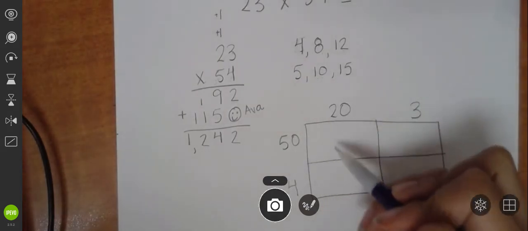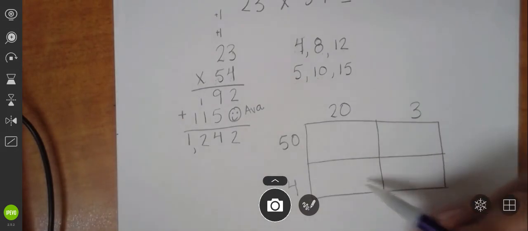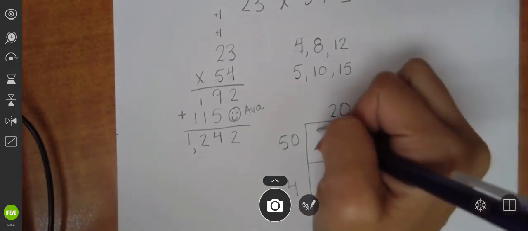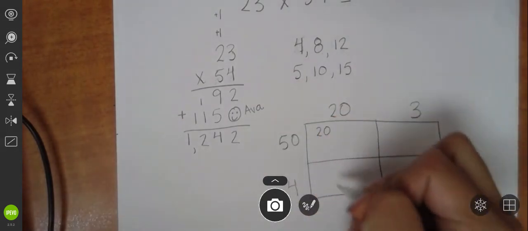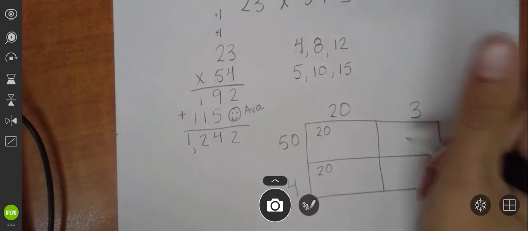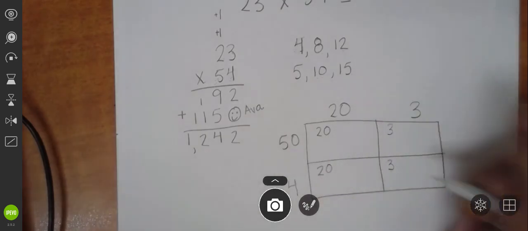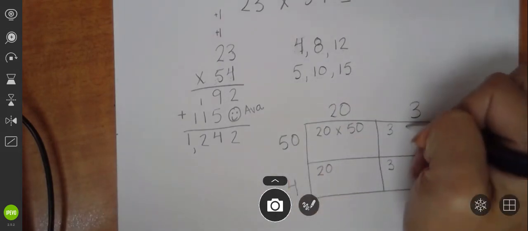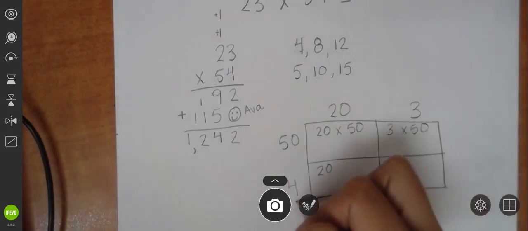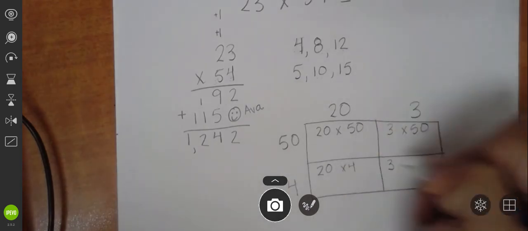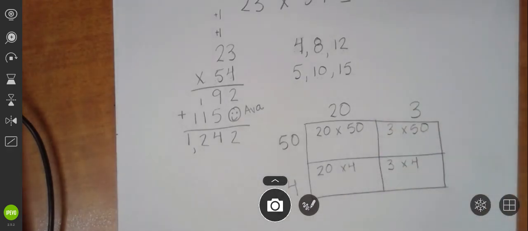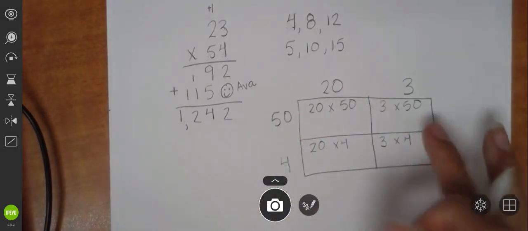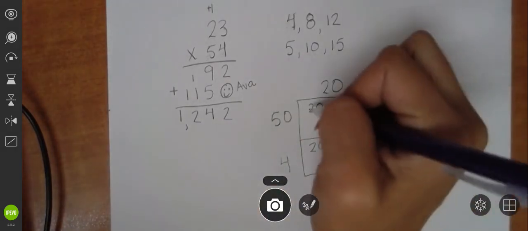Students then multiply each of these numbers into these boxes. So beginning with the 20, we're going to write the 20 coming straight down. The 3, straight down. I'm going to multiply the 50 straight across, and the 4 straight across. Then students have to solve these multiplication problems inside of the boxes.